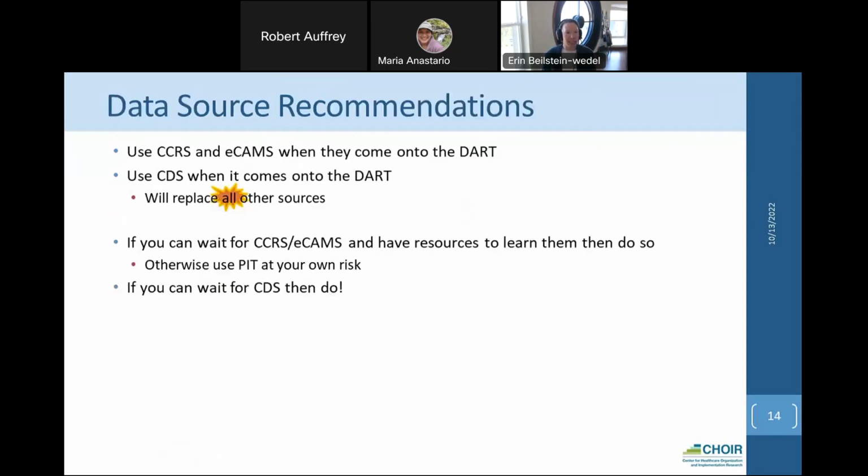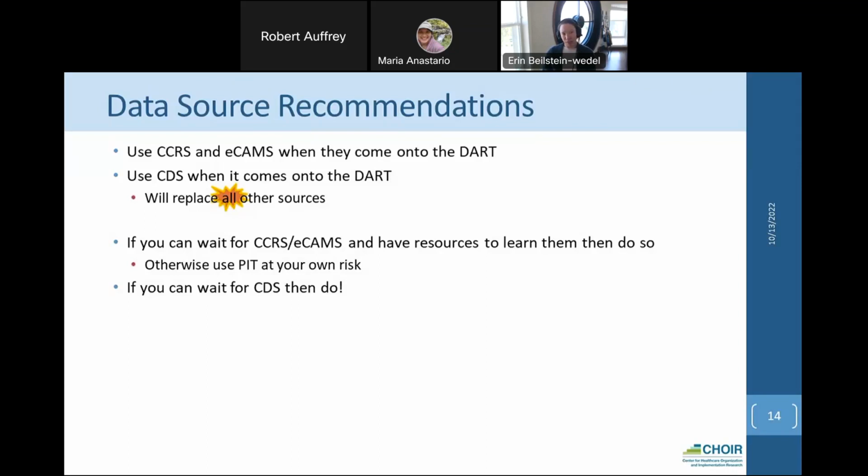So as I said, use CCRS and eCAMS when they come onto the Dart, and use CDS when it comes onto the Dart, because that will probably replace PIT and be the easy, all combined system for everyone. It also shouldn't have multiple resubmissions in it, which will be very nice. And if you can wait for CCRS and eCAMS, and you have the resources to learn them, then do so. Otherwise, keep using PIT. And if you can wait for CDS, then do.